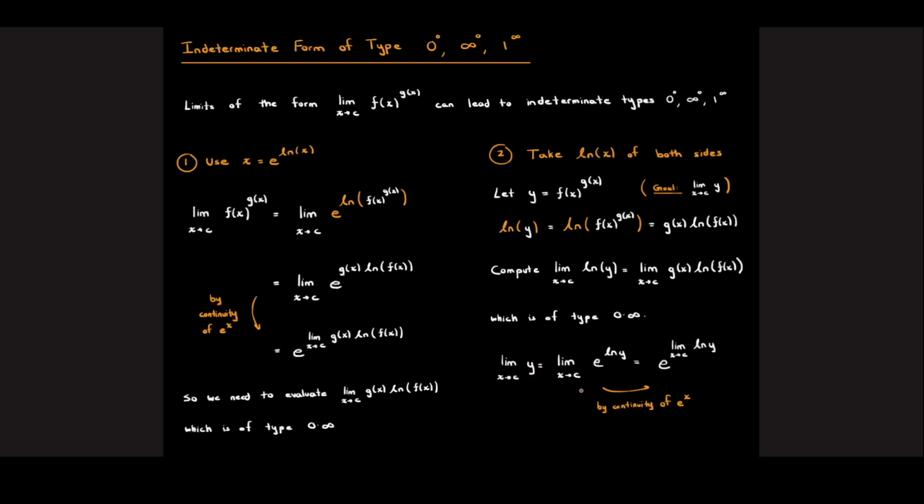And now we apply the same idea. e to the x is continuous, so you can just pass the limit sign through. And you are evaluating e to this limit that you found. e to this limit is what you're evaluating.